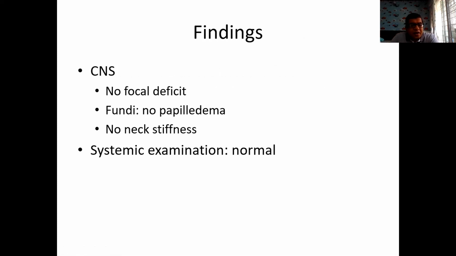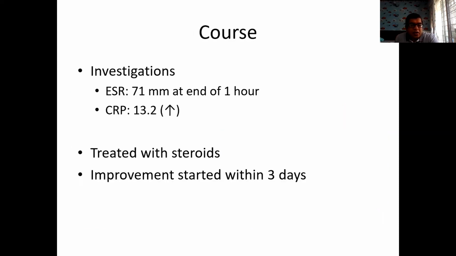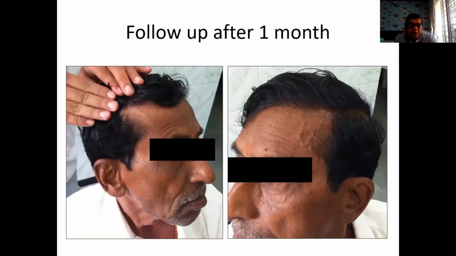But you look at the general examination of the patient and you see these tortuous vessels in this man. So this patient was investigated. Of course, we all know that this is giant cell arteritis. ESR was high, C-reactive protein was high. He was treated with steroids and he started improving within 3 weeks. And this is his follow-up after 1 month, where you can see that the vessel tortuosity has severely reduced.